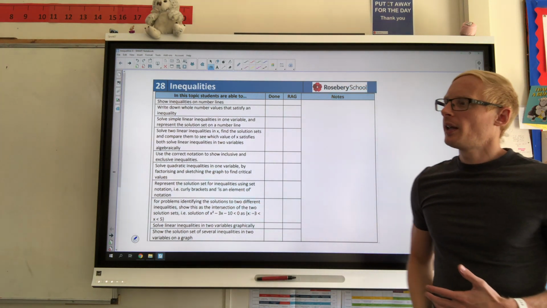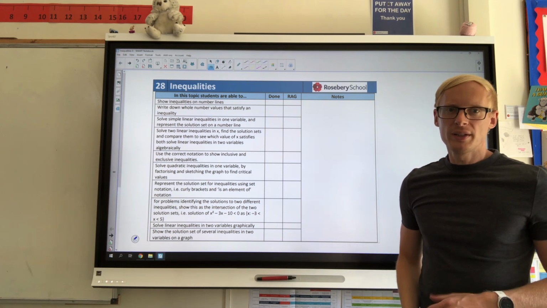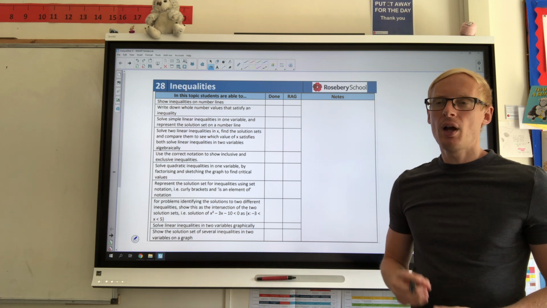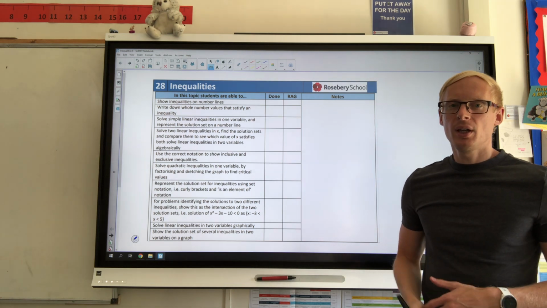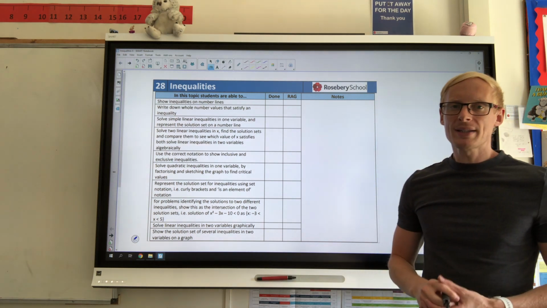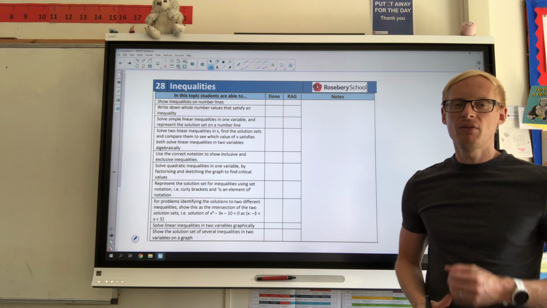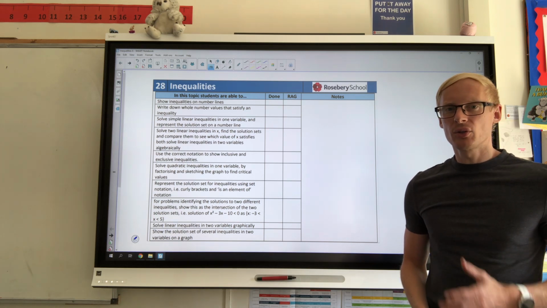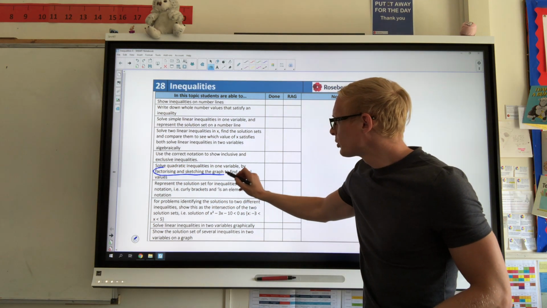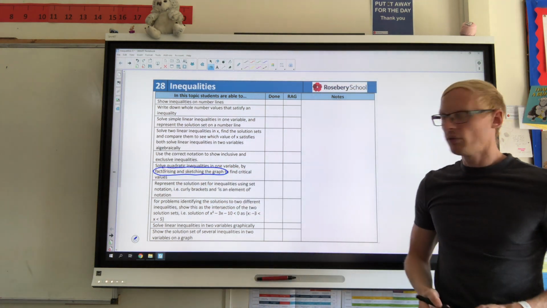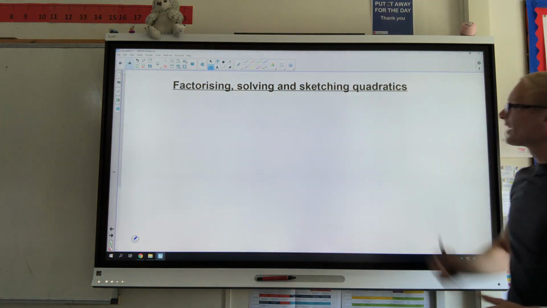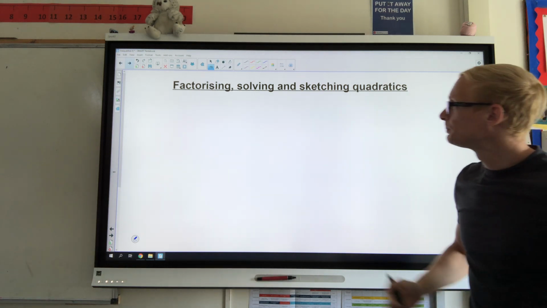Now, this is one of the most complicated parts of inequalities, and we need to just review our work on quadratics first before we get into the actual concept of quadratic inequalities. So the next 2 lessons, starting today, will mainly be focused on quadratics and understanding how to find certain values from them, and also then how to sketch the graph, okay? So we're working on this one, but specifically on this part here, the factorising and sketching of graphs. So factorising, solving and sketching quadratics will be your title.